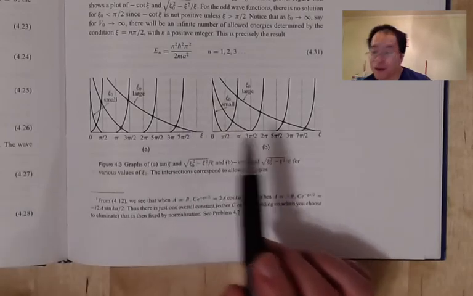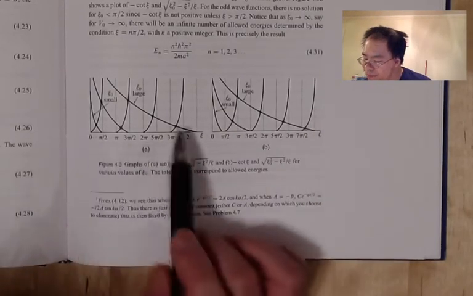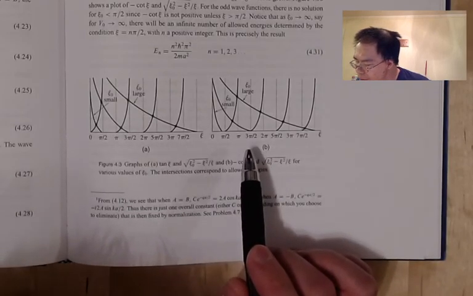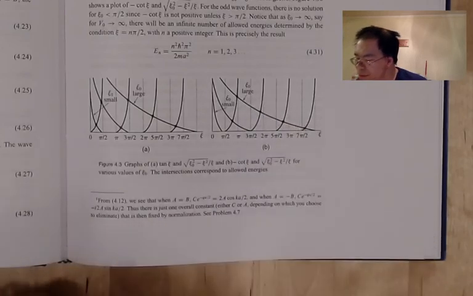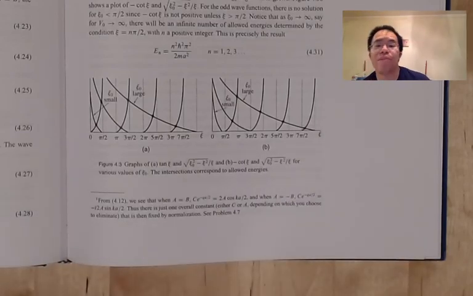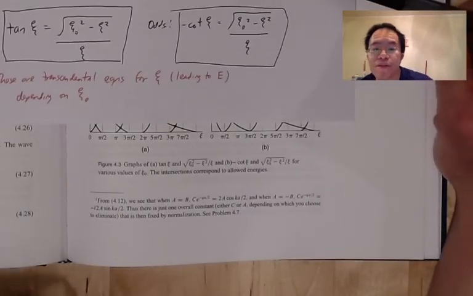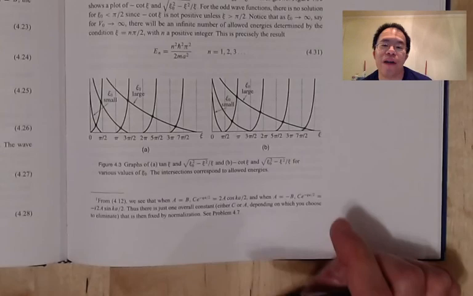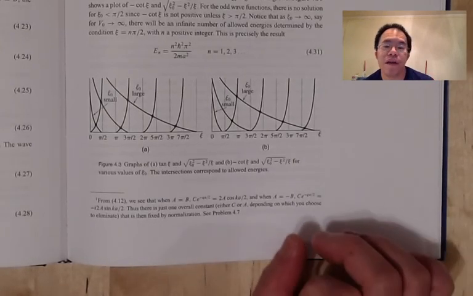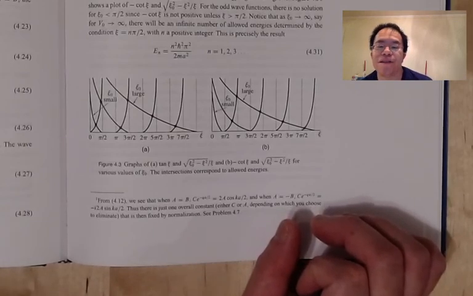For the even ones here, or happening at pi and 2 pi for the odd ones here. You can do that, and you can show that you recover the infinite square well as the limit of the finite square well as you take v naught to infinity, which means taking xi naught to infinity. So anyway, that's how you can read these graphs and how they tell you about the allowed energy eigenvalues for the finite square well.